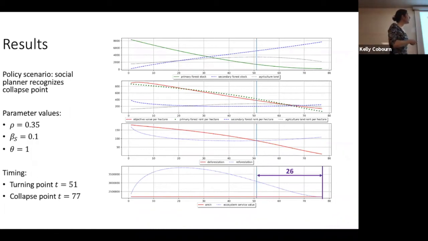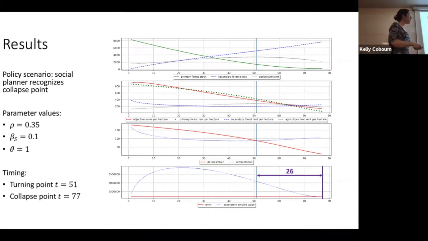The second panel illustrates the rents earned from primary forests, which is the green dotted line, which are decreasing in time. Rents earned from secondary forest, which is the blue dashed line, and agriculture, which is the black dotted line. The third panel illustrates the rates of deforestation and reforestation. What's interesting about this panel is that this is the one that gives us the turning point, where we see that minimum level of net forest cover, which is given by the intersection of these two curves. And in this case is time period 51.